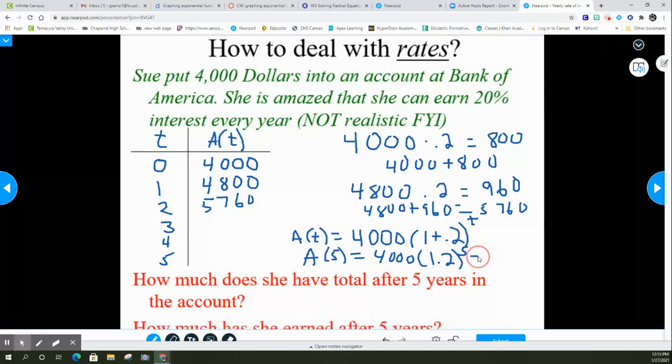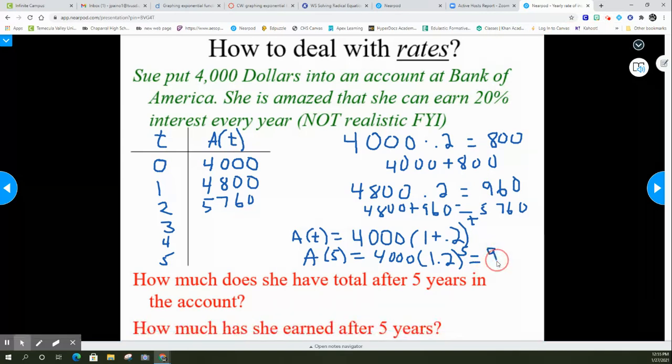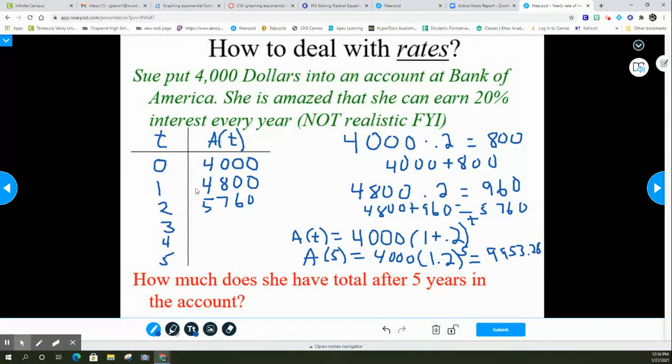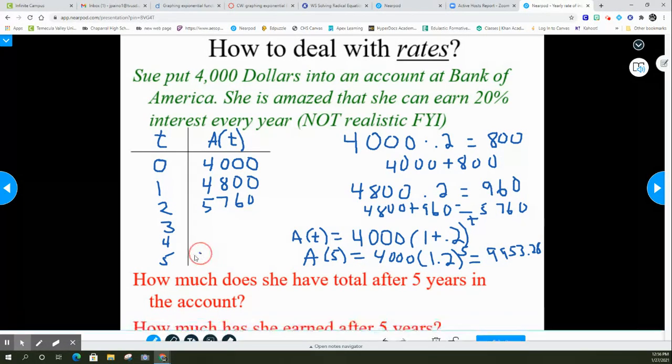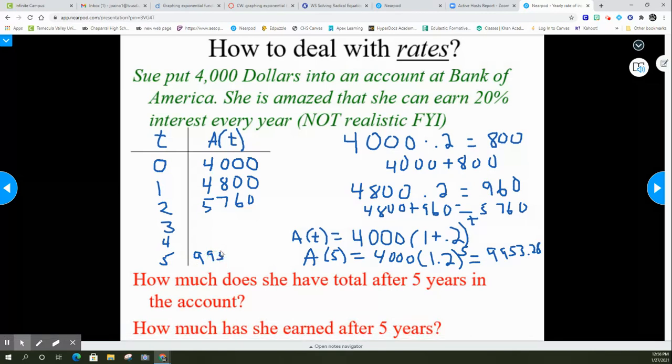After typing that into the calculator, I got 9,953.28. It's a lot of money. So it more than doubled already in 5 years. Pretty incredible how compound interest works like that.